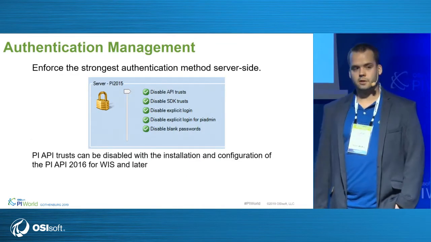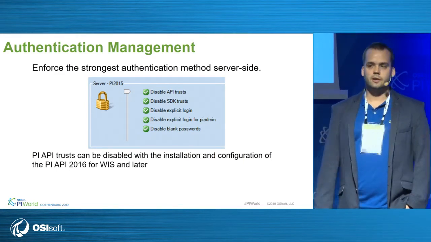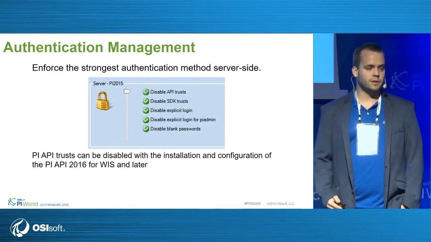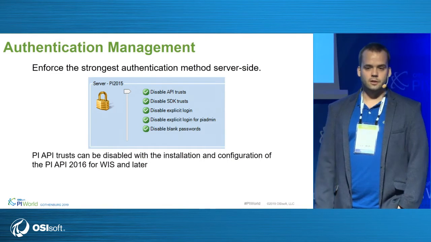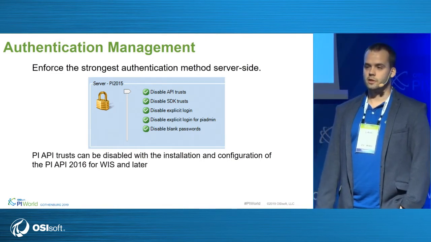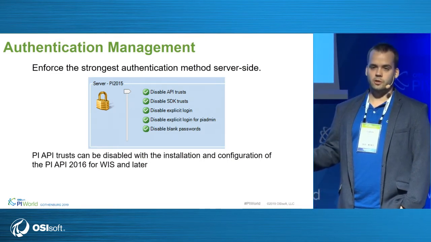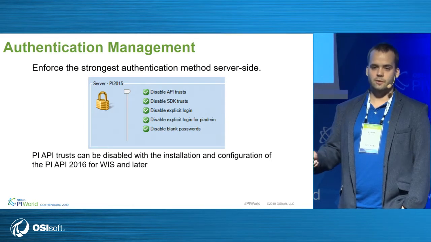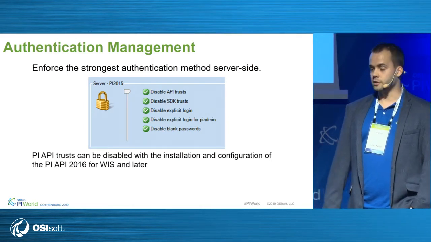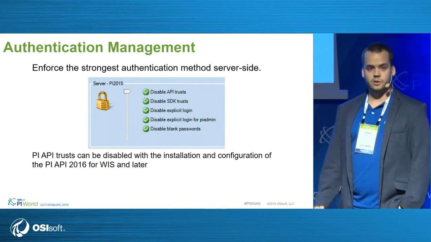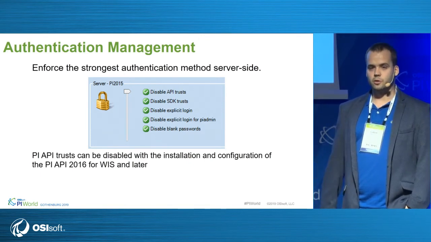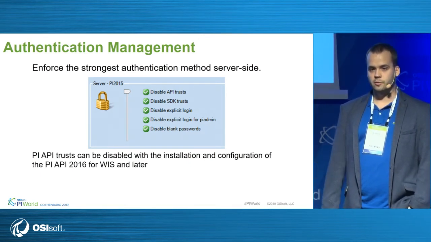One of them is that with Windows authentication and a modern PI system, meaning 2015 or later, you get transport security. That means that the channel between your data collection or any client and the data archive is encrypted, meaning it's very difficult for anyone to actually get in between those two components and try to steal your data or modify data in transit.